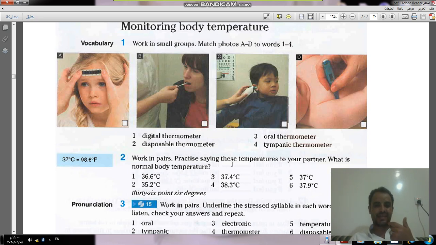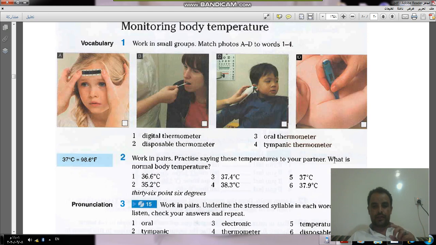Practice saying these temperatures to your partner, to yourself, to your cat, to any object next to you. Try to imagine that there is somebody next to you and you are talking to him, you are practicing to him, and he's hearing you, and you are going to do the same. And you have to speak while you can hear what you are talking, in order to be memorized in your brain, and you will never forget.